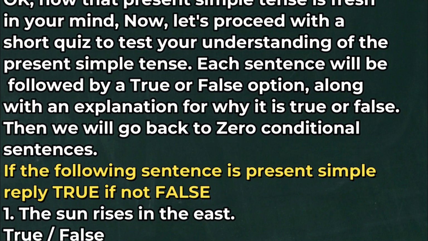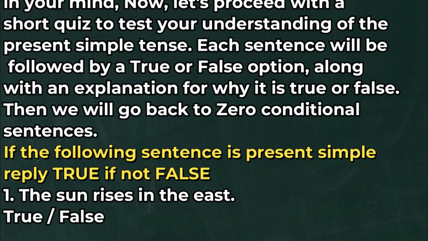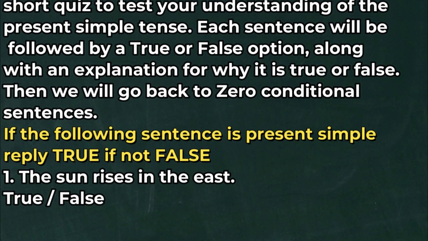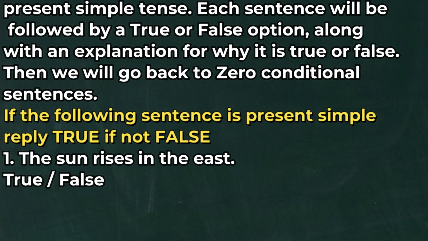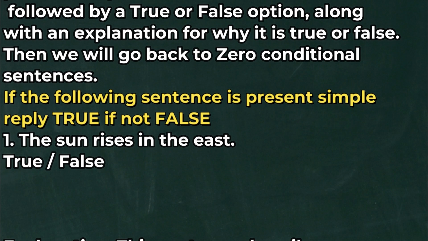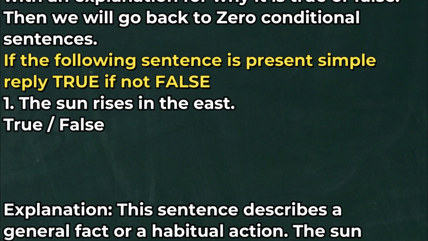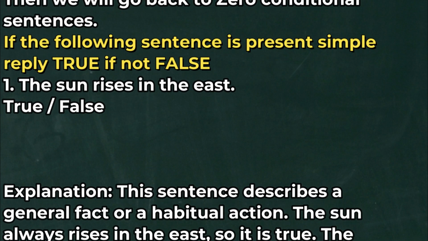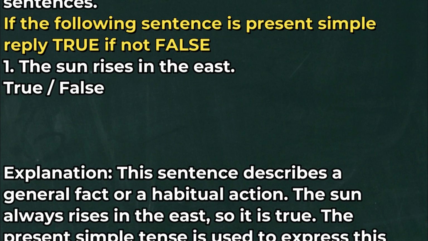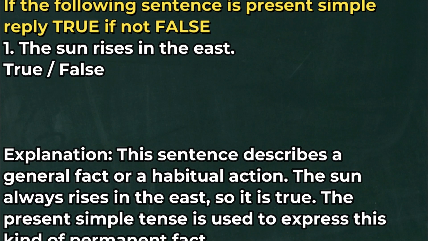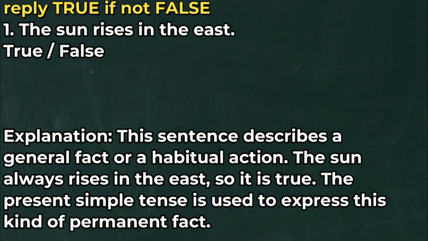One. The sun rises in the east. True or false? Explanation. This sentence describes a general fact or a habitual action. The sun always rises in the east, so it is true. The present simple tense is used to express this kind of permanent fact.